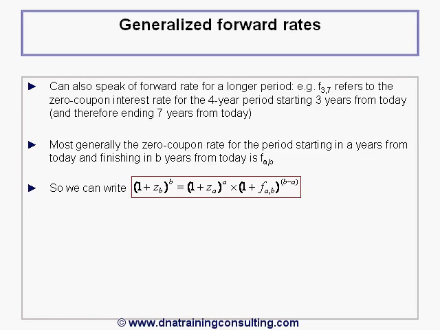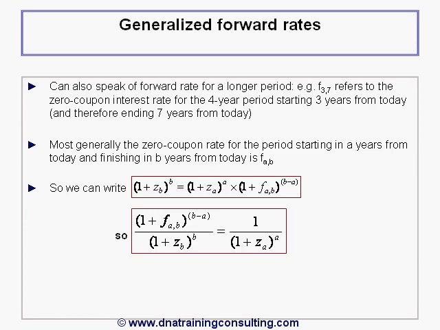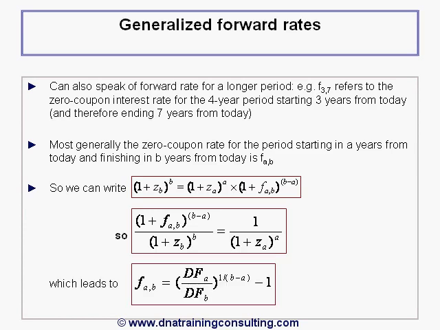And this can be rewritten simply in the following way, so that FA,B ultimately simplifies a little bit, as you saw before, into the ratio of two discount factors, but this time DFA divided by DFB raised to the power, and this is new, 1 over B minus A, and finally, as before, minus 1 at the end.